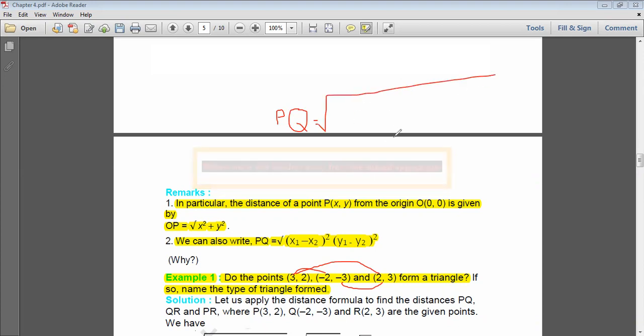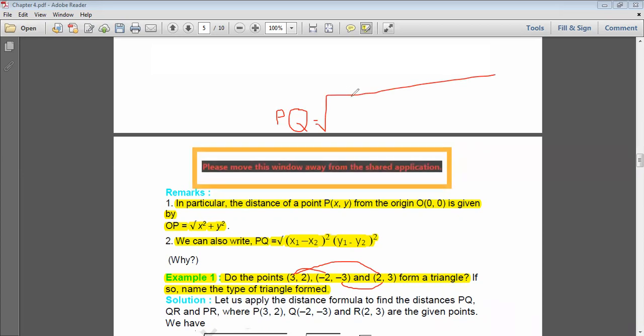PQ is equal to the square root of (x2 minus x1) whole squared plus (y2 minus y1) whole squared. We are having only numbers. So what will be the number?